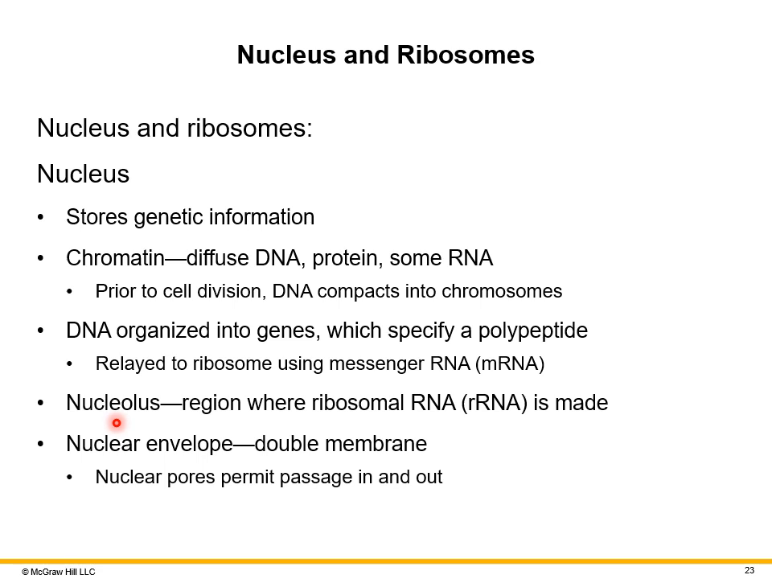The nucleolus is also located inside of the nucleus, and this is the region where ribosomal RNA, or rRNA, is made. The nucleus is surrounded by a nuclear envelope, which is a double membrane, and hence this is why the nucleus is considered an organelle. It's bound by a membrane. The nucleus also has these tiny holes inside of it called nuclear pores, which allow certain materials to go in and out of the nucleus.